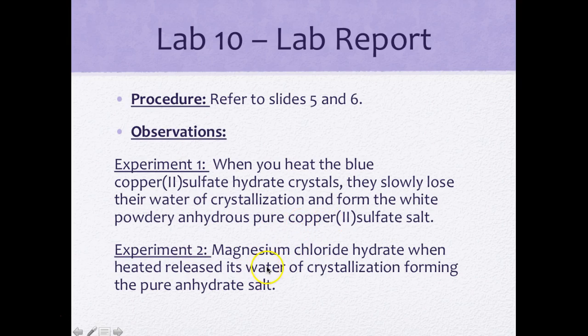copper 2 sulfate. Magnesium chloride and the anhydrate salt of magnesium chloride are kind of white in color, except one has a nice crystalline kind of looking structure to it compared to the anhydrate, which has a dull powdery white color.